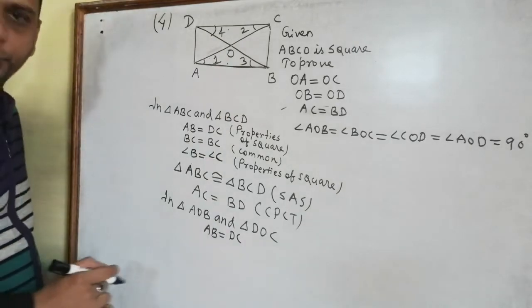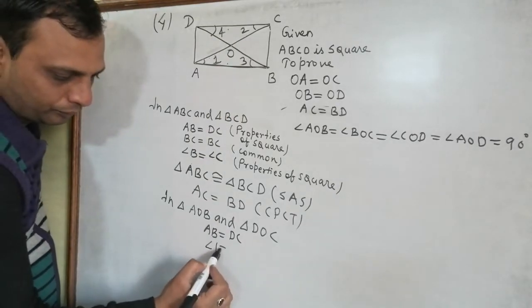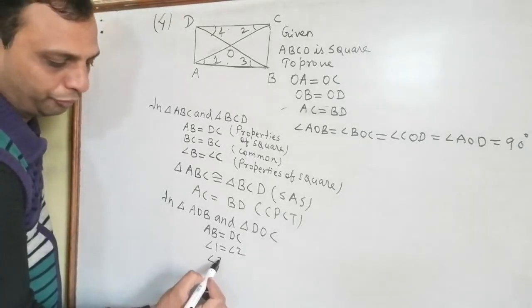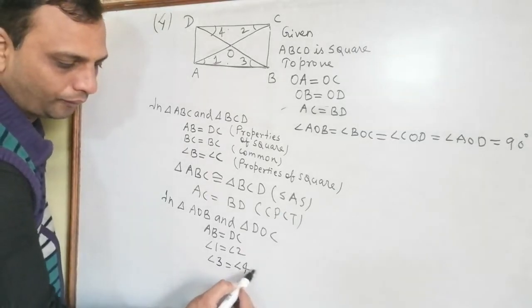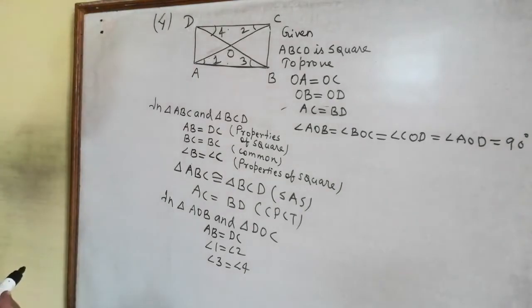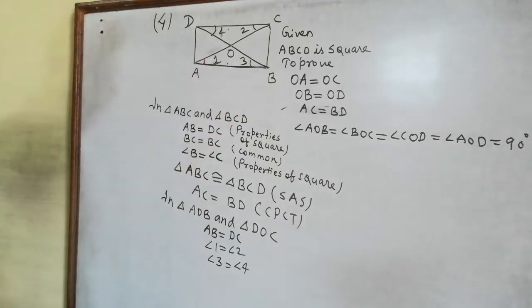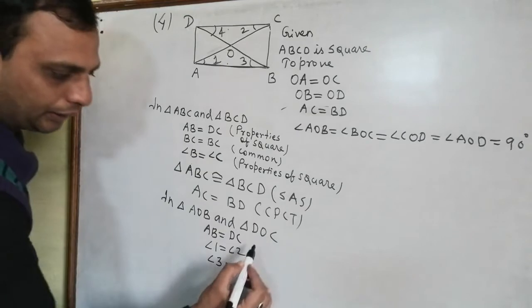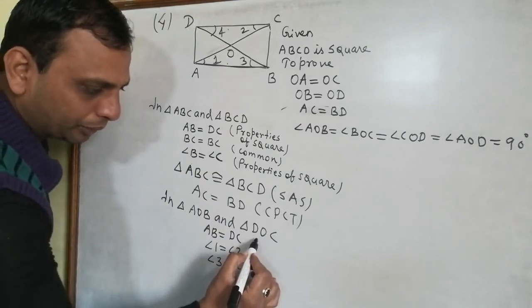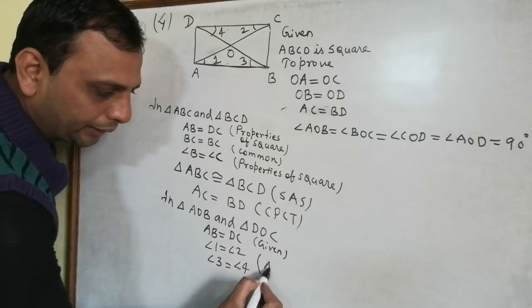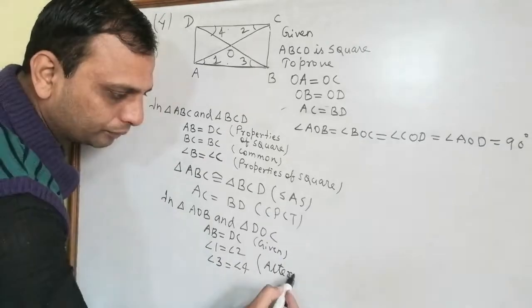So 1 is equal to 2, and 2 is equal to 3 is equal to 4. Where did this come from? Because a square is also one kind of parallelogram. I already told in the previous video, if a square is one kind of parallelogram, then alternate angles are equal. So we can write this as the property of the square, and here you can write alternate interior angles.